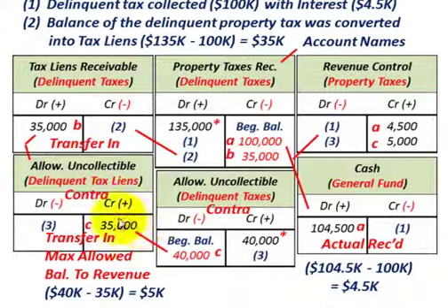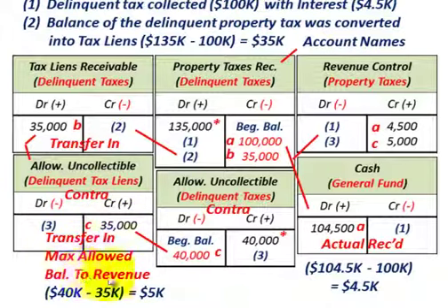But if we move the entire $40,000 into our allowance for uncollectible delinquent tax liens, we can't do that, because we only have $35,000 sitting in our tax liens receivable account. Our contra account can't exceed that amount. So we can only credit, or increase, our allowance for uncollectible delinquent tax liens by $35,000. So our transfer is the maximum we have allowed, $35,000.